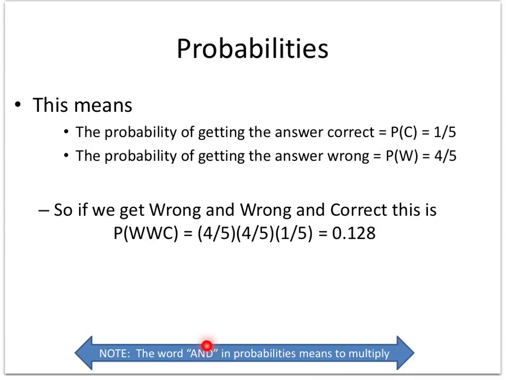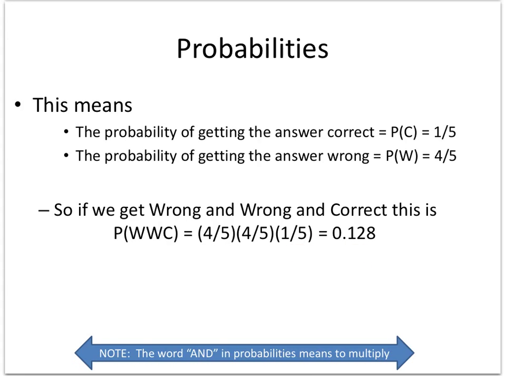Remember, the word and in probability means to multiply. Now they told you to multiply, but if they didn't tell you that, whenever you see and, so this is the probability I get the first question wrong and the second question wrong and the third question correct. So all I do is take these probabilities and multiply them using my calculator, and I get a decimal answer.